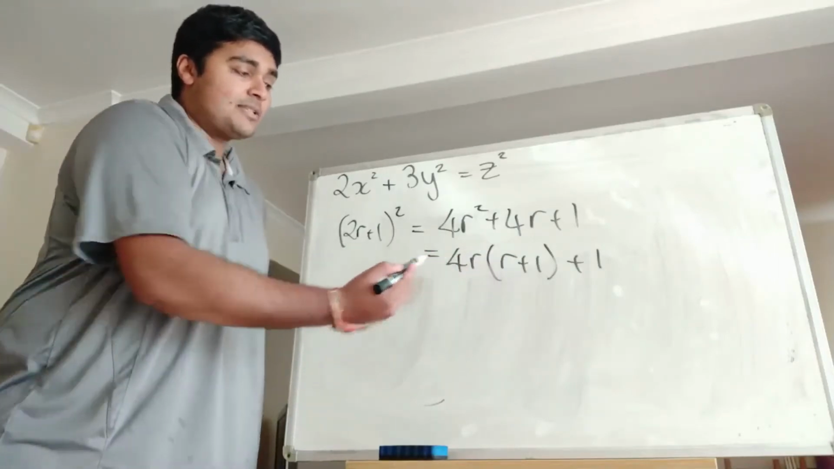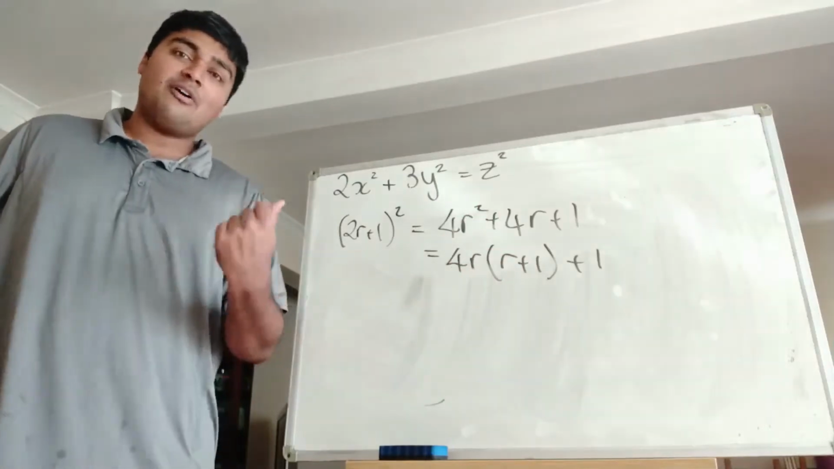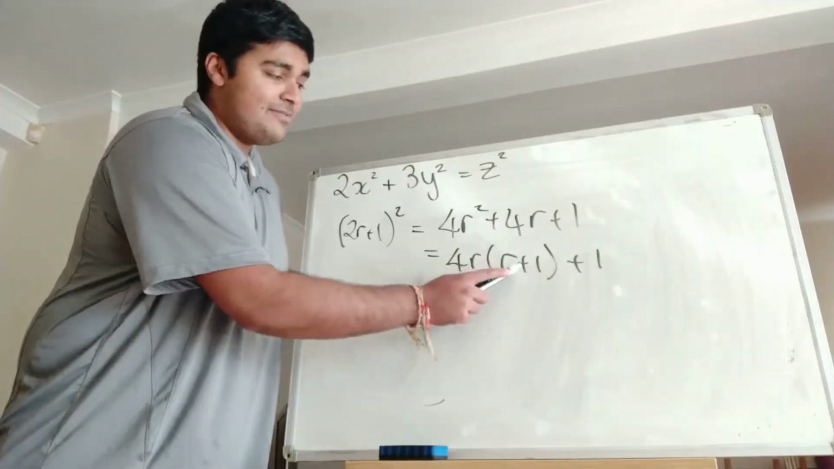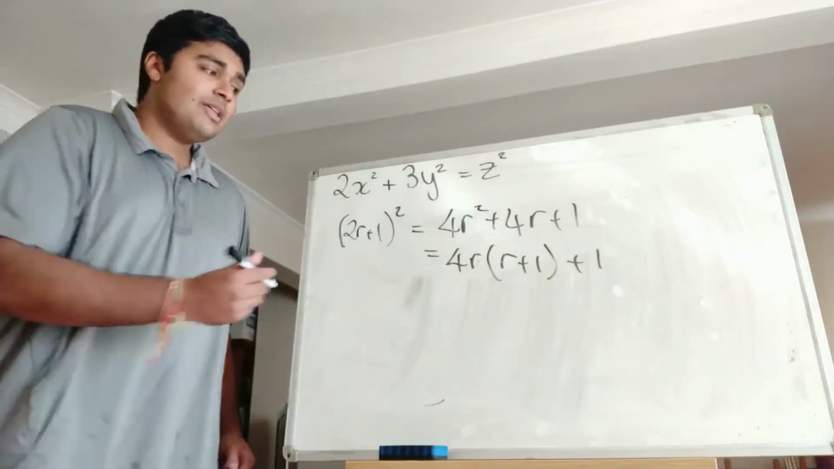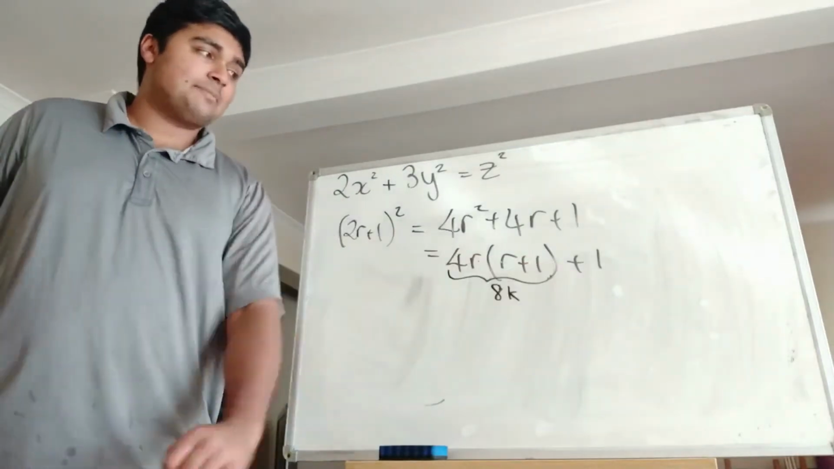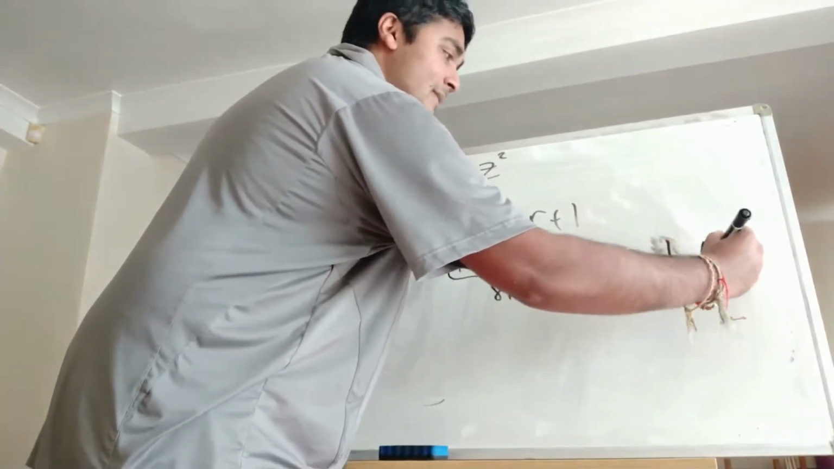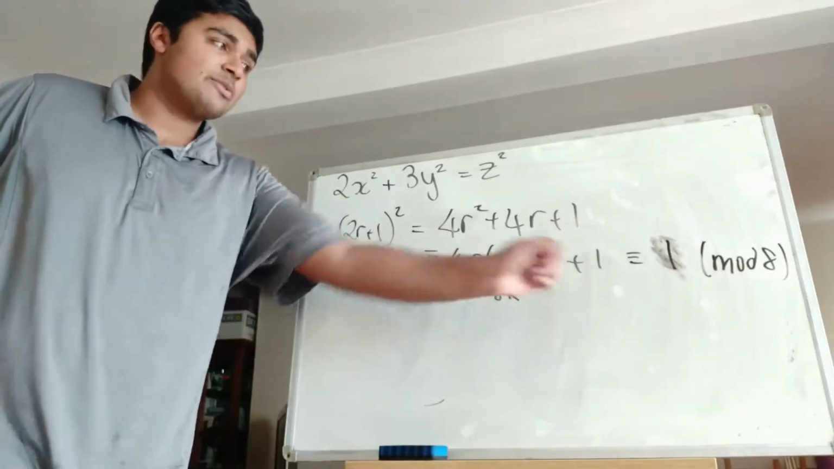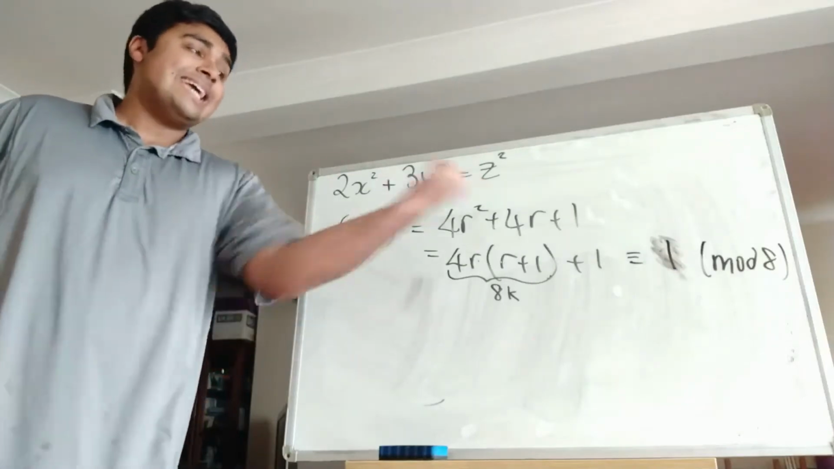But then r and r + 1: either r is going to be even, or r + 1 is going to be even. If r is even, then r is even, or if r is odd, then r + 1 will be even. So one of these numbers will be even, and when we multiply these two together, we get an even number, and then multiplying it by 4, this thing is going to be a multiple of 8, so it's going to be 8k, and then we've still got the plus 1 out here. So all in all, this is going to be congruent to 1 mod 8, because this part is a multiple of 8, and we've got our plus 1.